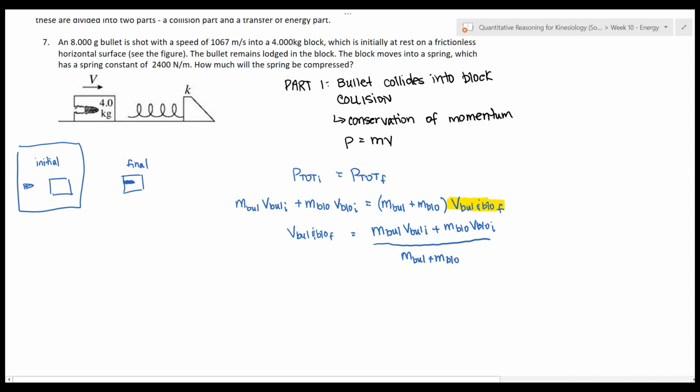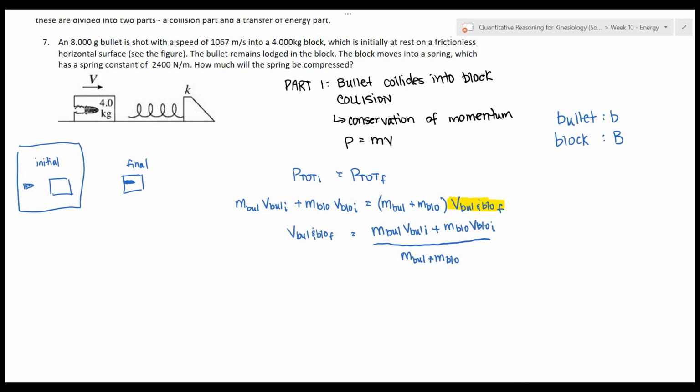There's a lot of subscripts here. You might find them very confusing. You might want to change them. If you want, you can say bullet, you can use maybe just a little b, and block, since it's a larger object, you can call it capital B. And that might make things a little bit easier. So you can go ahead and change the subscripts if this is getting too confusing.